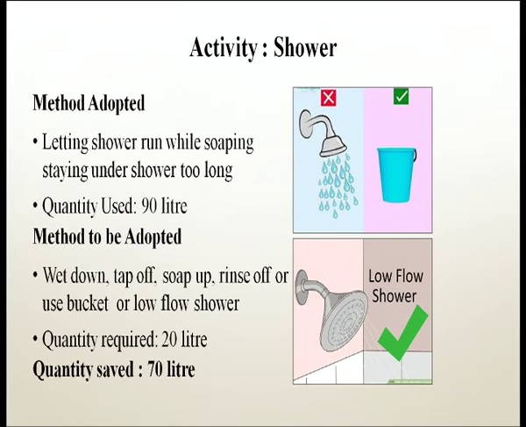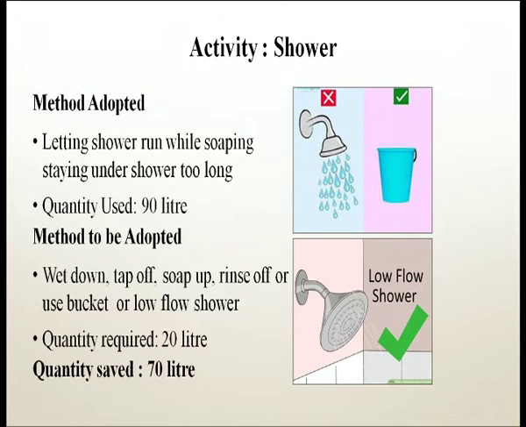Next is shower. Method adopted: letting shower run while soaping, staying under shower too long. Quantity used 90 liters. Method to be adopted: wet down, tap off, soap up, rinse off, or use a bucket or low flow shower. Quantity required 20 liters.